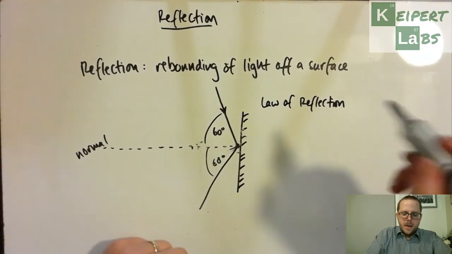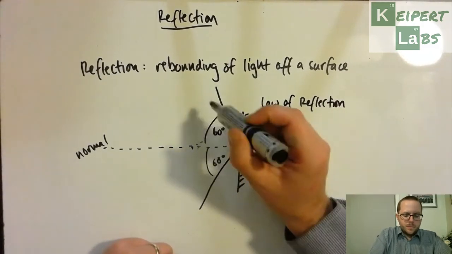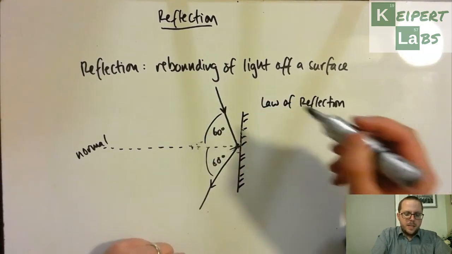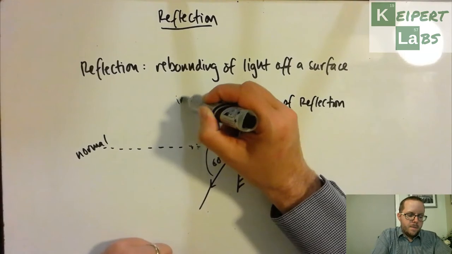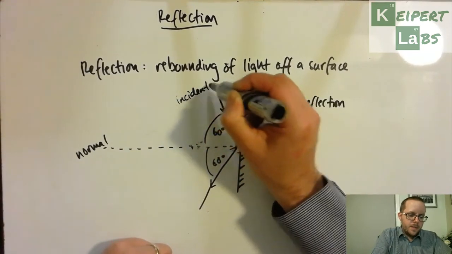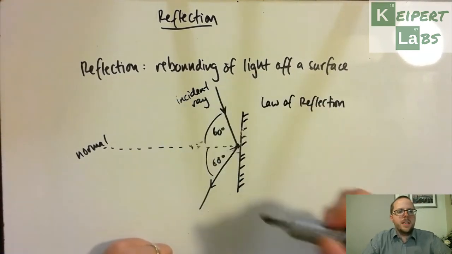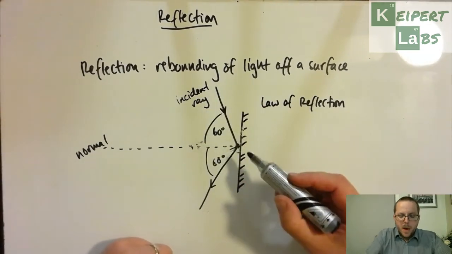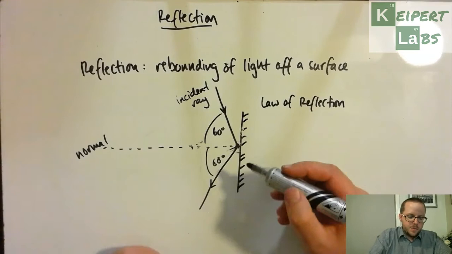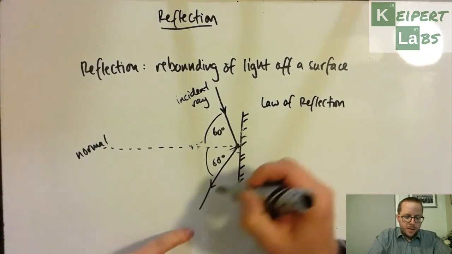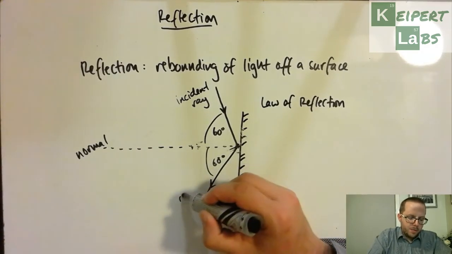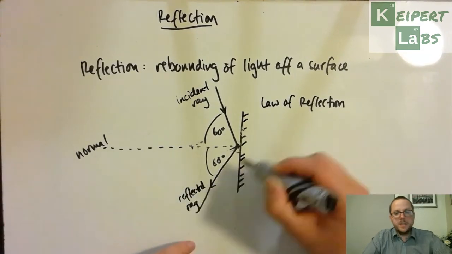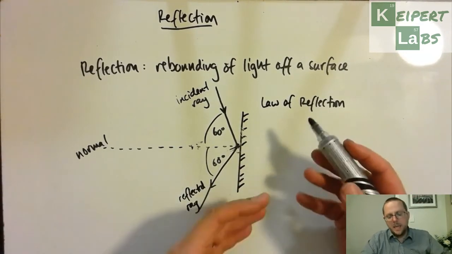Okay, now this ray of light that hits the surface is called an incident ray. Whenever we're thinking about a light that is hitting an object or a surface, the ray of light that's on its way to it is called the incident ray. And then over here, when we're thinking about a mirror, we have what's called the reflected ray. It's the ray of light that has come off the surface and is heading away.